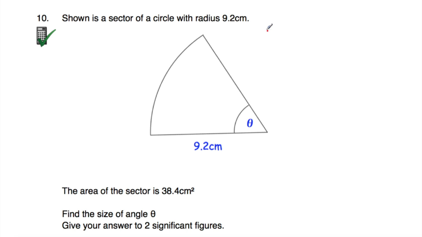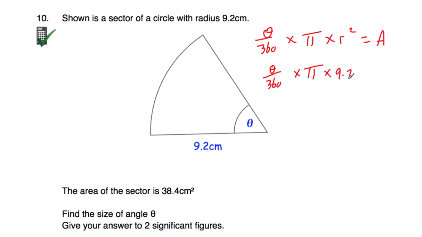Okay, so let's write down the formula. Beta over 360 multiplied by pi multiplied by the radius squared is equal to the area. Beta is the angle, that's what we're trying to find. So beta over 360 multiplied by pi multiplied by 9.2 squared is equal to the area, which is 38.4. Now I'm just going to work out what 9.2 squared is. So 9.2 squared is equal to 84.64. So that's beta over 360 multiplied by pi multiplied by 84.64, and that's equal to 38.4.